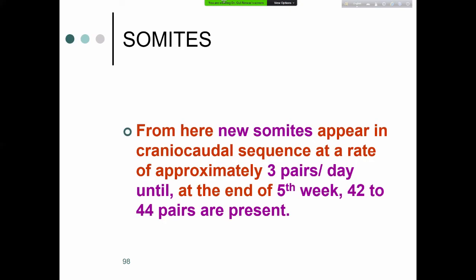From here, new somites appear in craniocaudal sequence at a rate of approximately 3 pairs per day until the end of the 5th week, when there are 42 to 44 pairs of somites. So the first pair of somites appears on the 20th day, and thereafter 3 pairs per day. This is like mathematics. First on the 20th day, then every day 3 pairs, and until the end of the 5th week they keep developing, and finally there are 42 to 44 pairs of somites.